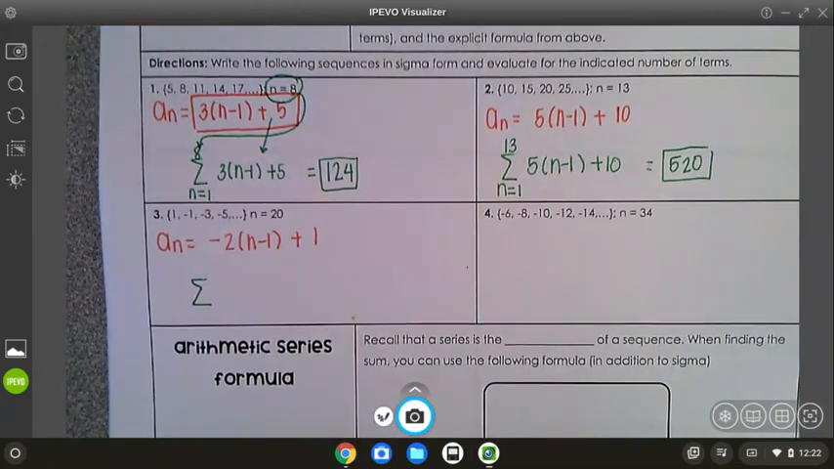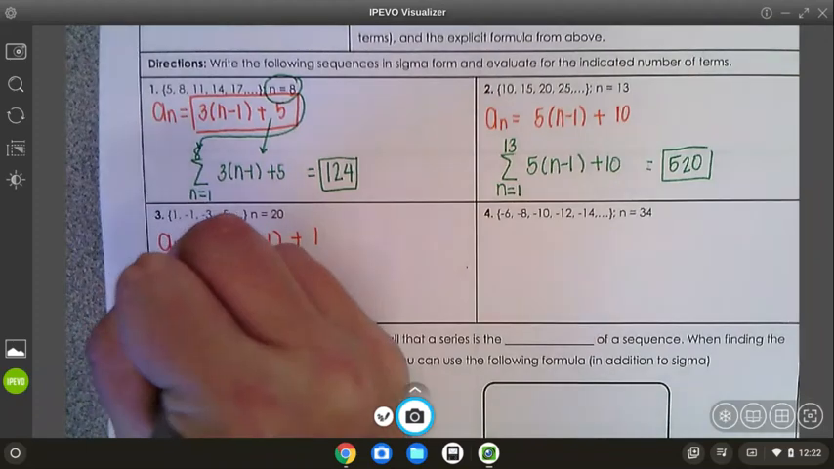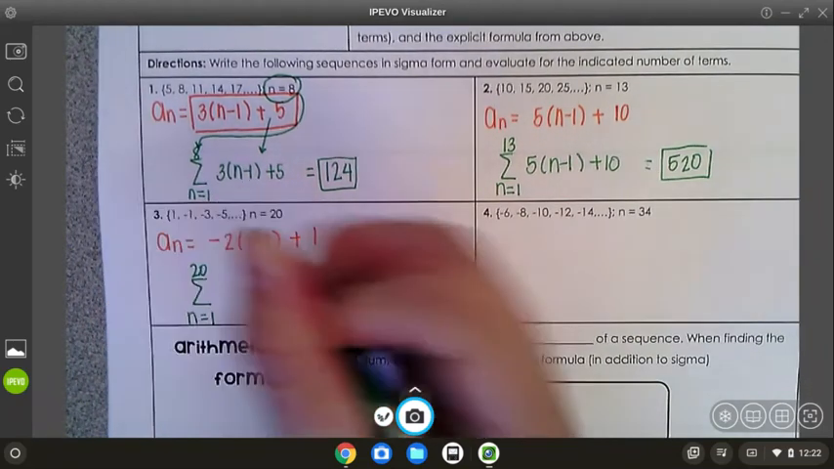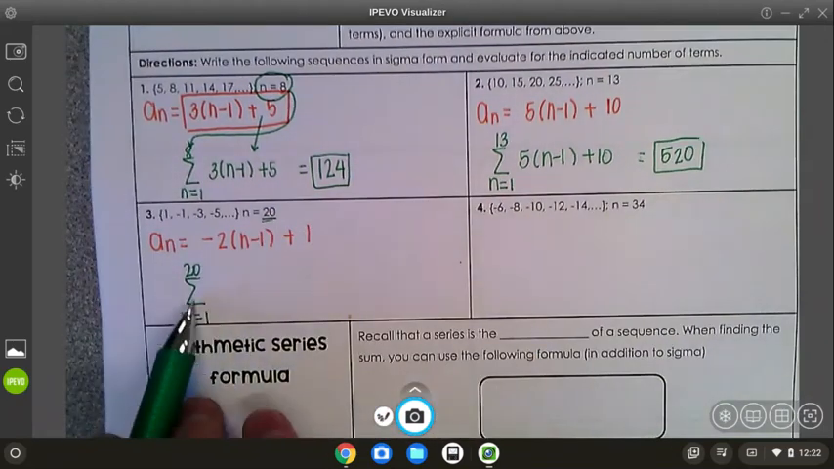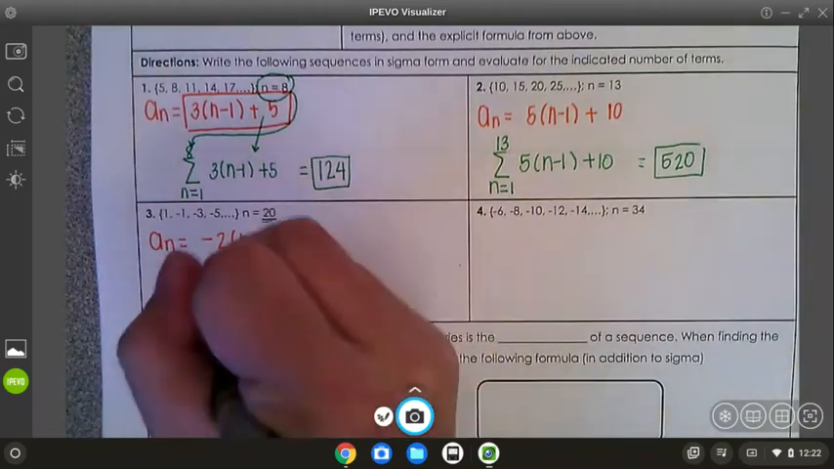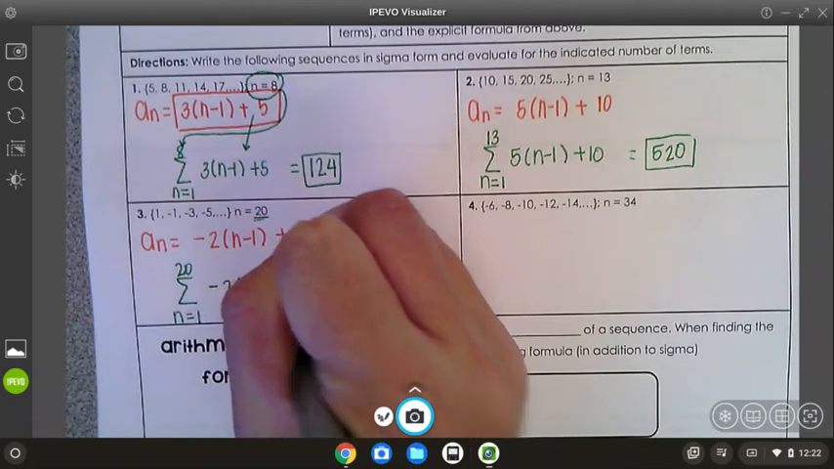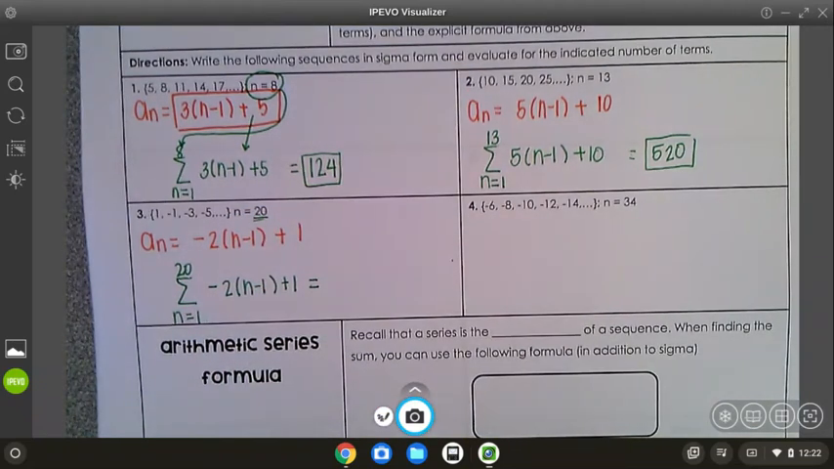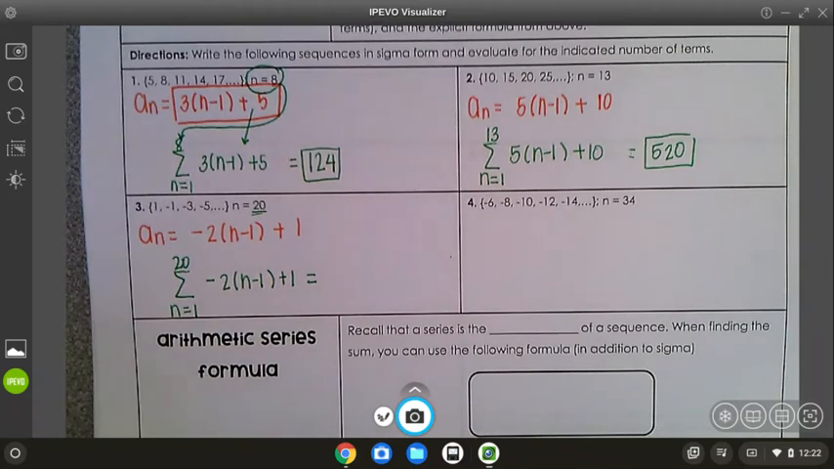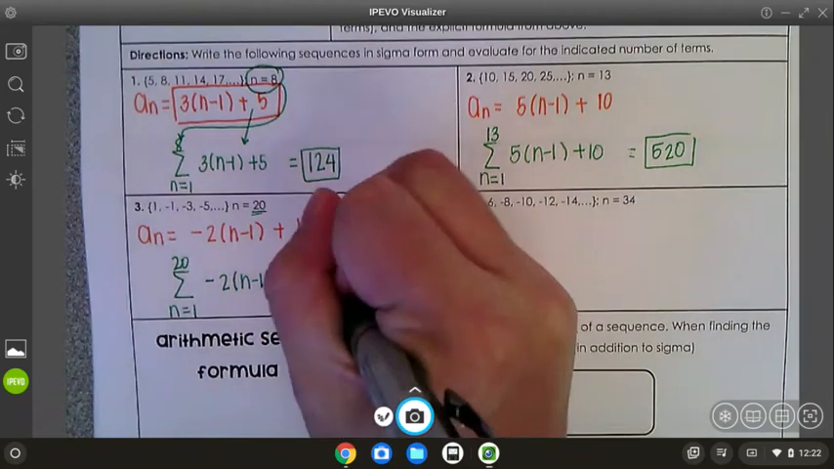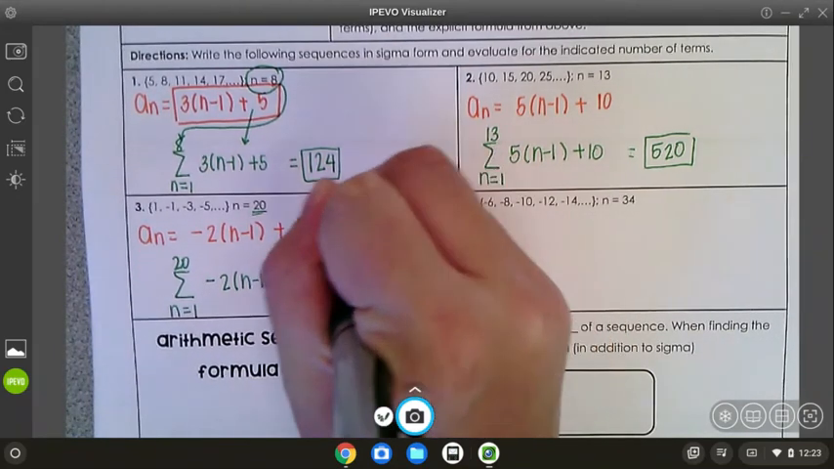Now to find the sum. So we're finding the sum of the first 20. So the 20 goes there. So type that in your calculator. And we get -360.